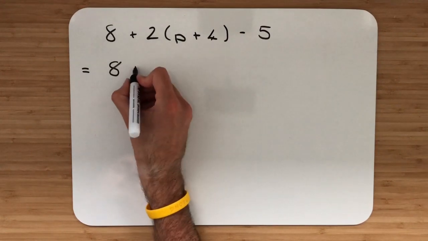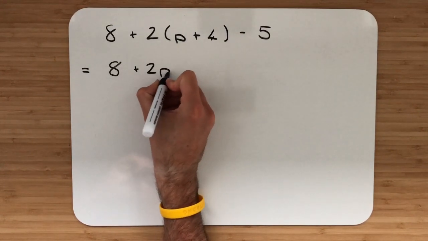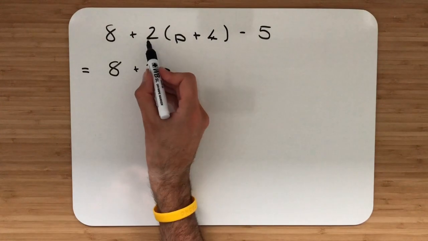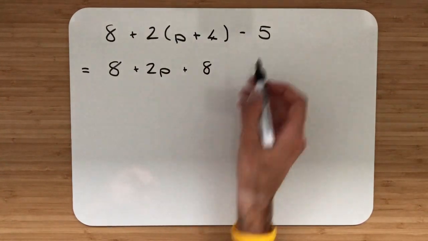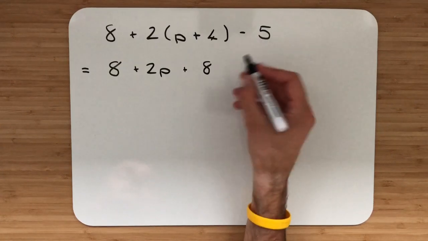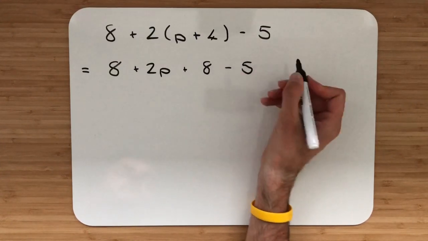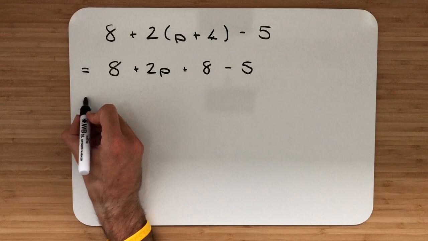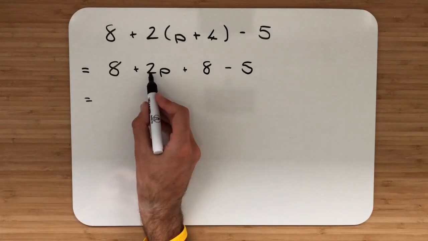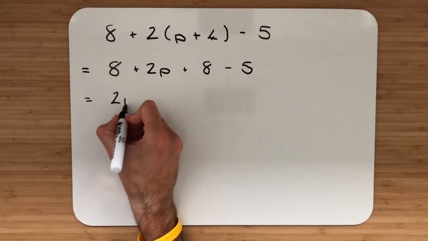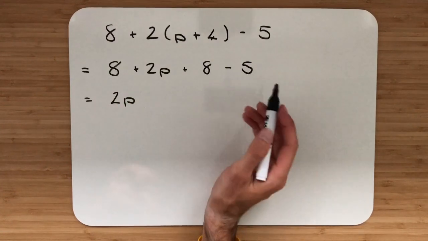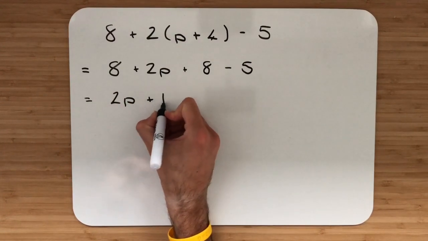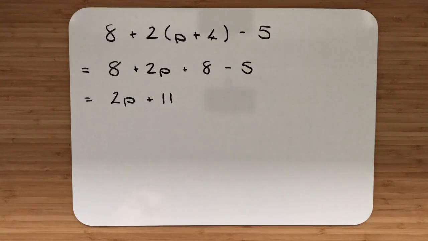Positive 2 multiplied by p, positive 2p, positive 2 multiplied by positive 4, positive 8. This subtract 5 is not inside of a bracket, so let's just write it down. And then let's try and tidy up. Okay, so I've got my positive 2p, I'll write that down first of all. 8 add 8 is 16, subtracting 5 leaves me positive 11.